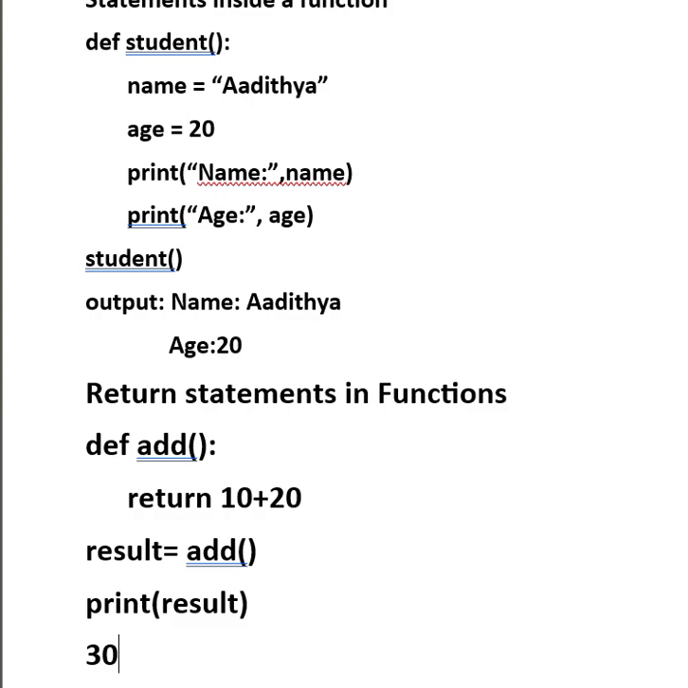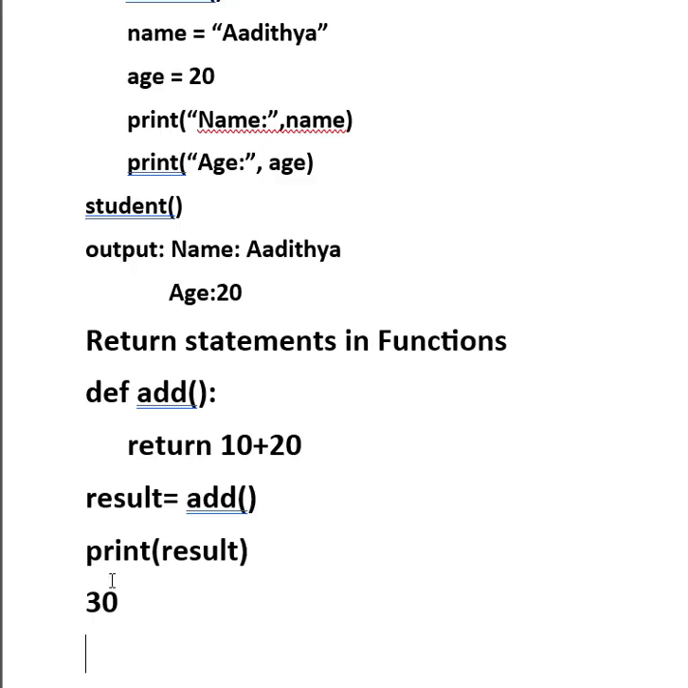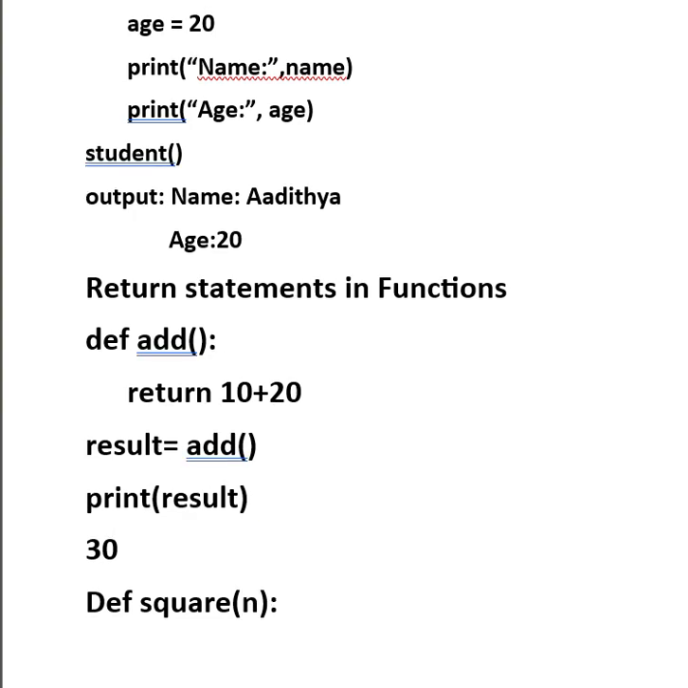What is the purpose of return? It sends the result from the function back to the place where the function is called. And one more example I'm going to give. I need to square a number. def square, inside parentheses I'm going to give a parameter n. Return n into n.